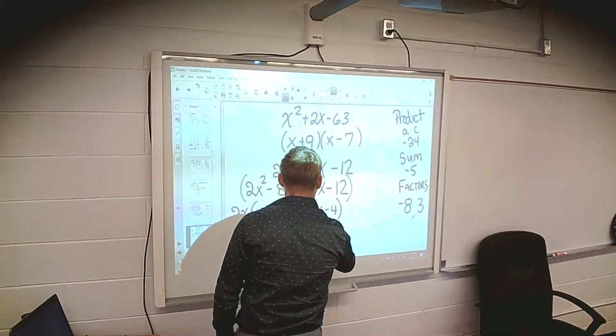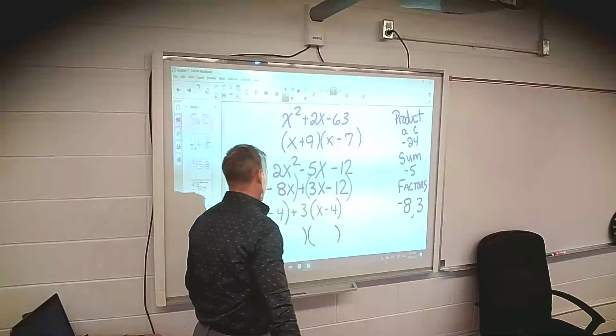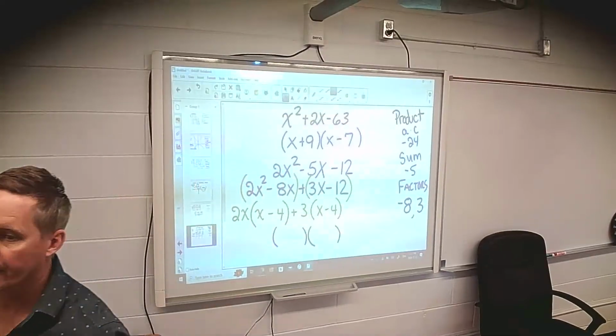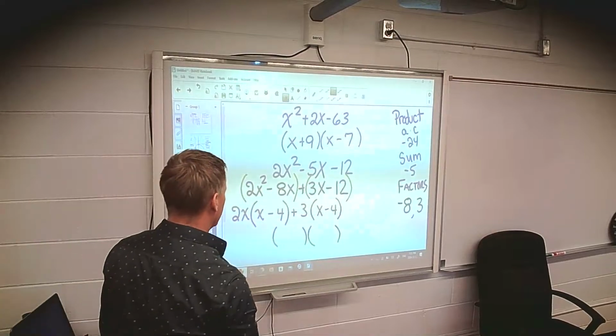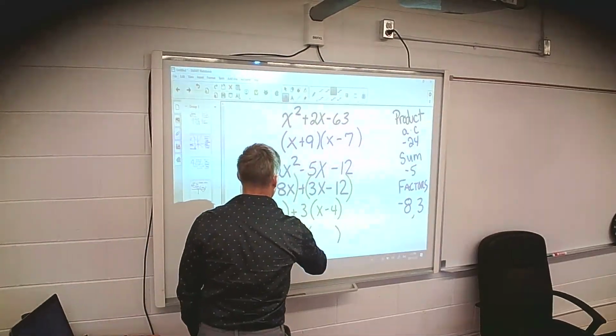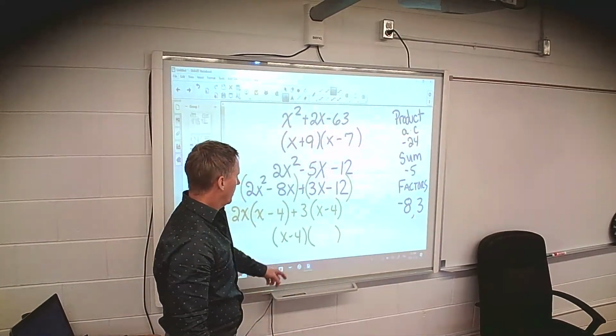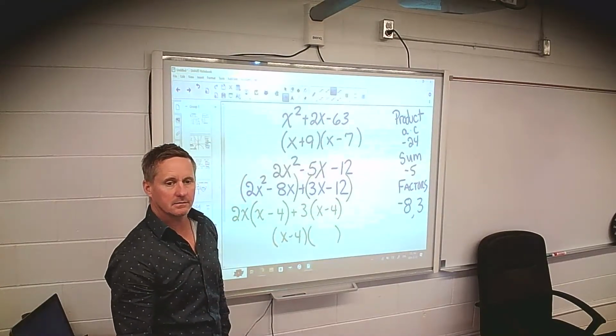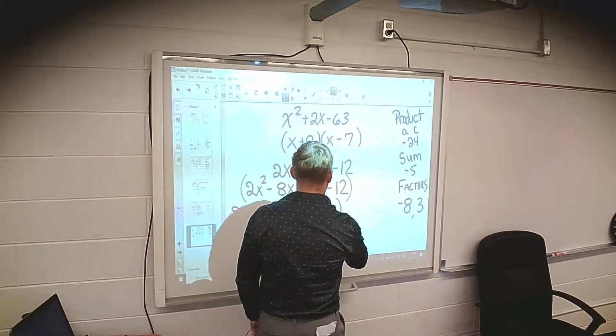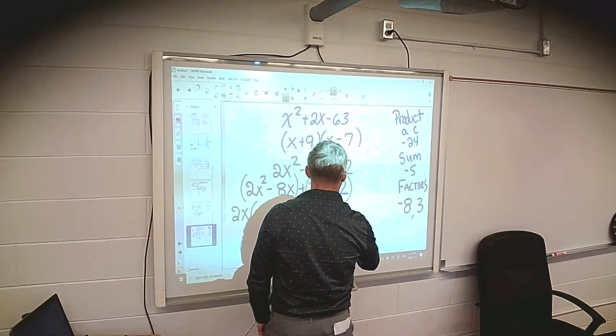Now at that point, I know whether or not I got it right because the two brackets have to be exactly the same. So if the two brackets are the same, whatever's in those two brackets goes in the first bracket down here. So x minus 4 goes here. What am I left with when I take an x minus 4 out of these two? 2x plus 3. All right, it's coming back to us now.